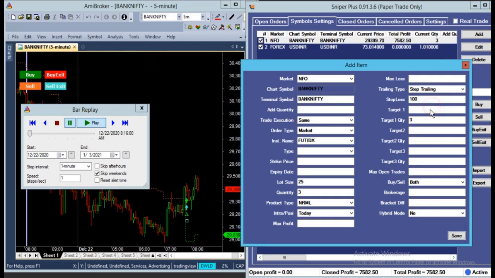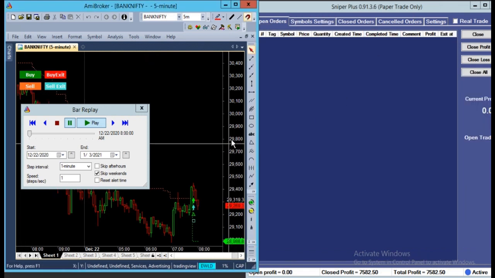Next one is step trailing. Step trailing is the same as trailing, but the difference is that if the market price rises, the stop loss price will rise by the trail amount. Let me explain this. If the price goes 100 rupees up, then the stop loss will move 100 rupees. When the market price goes 200 rupees up, then the trail amount, that is the stop loss, will be 100 rupees. Okay, come to the chart.